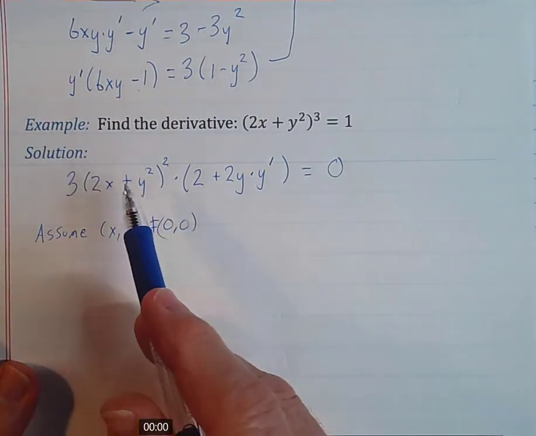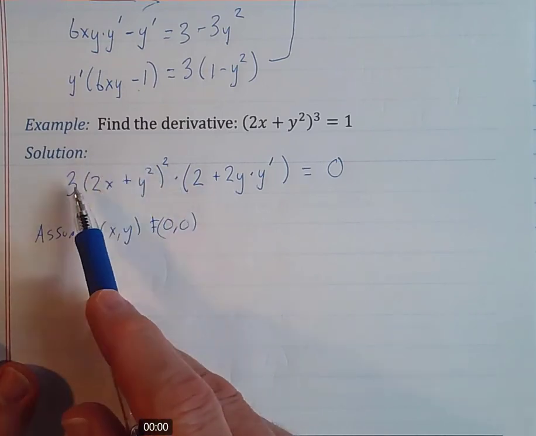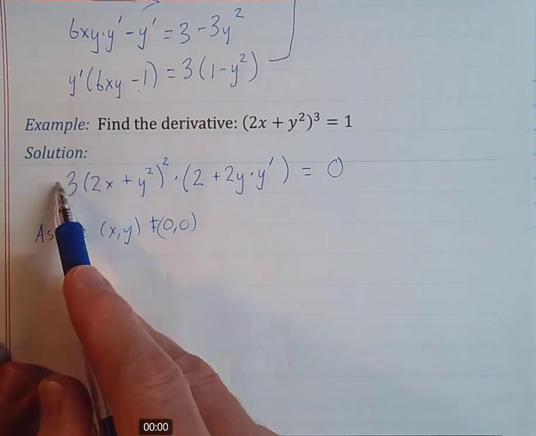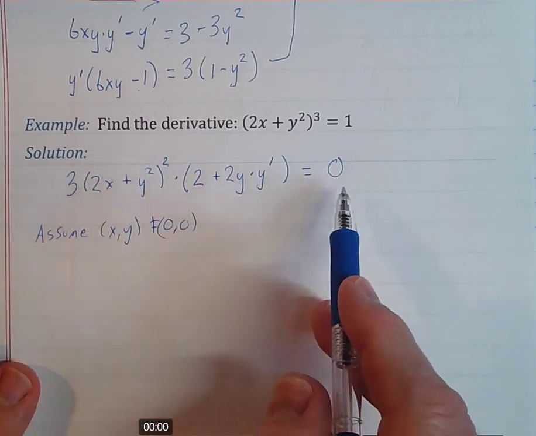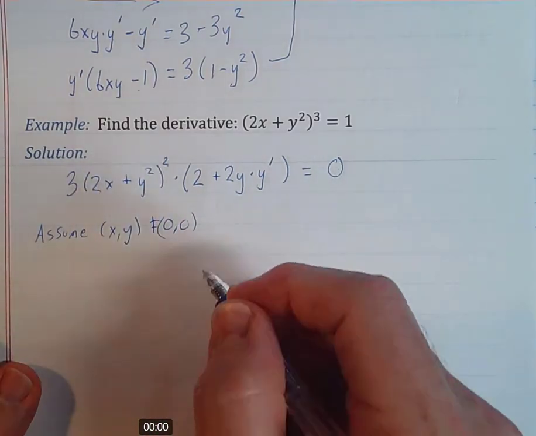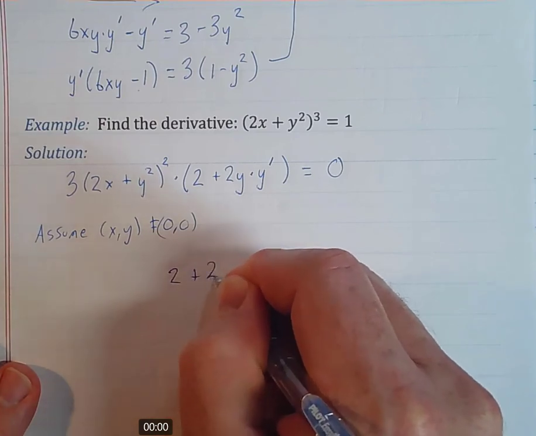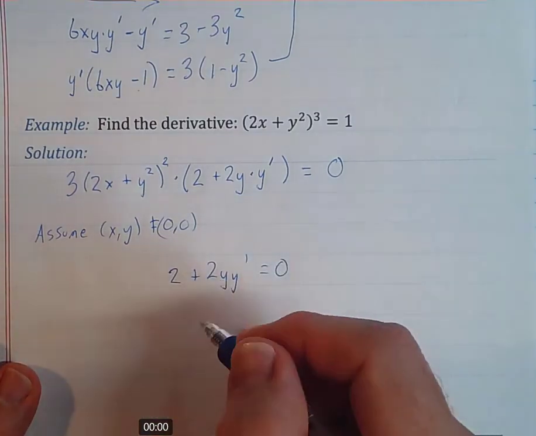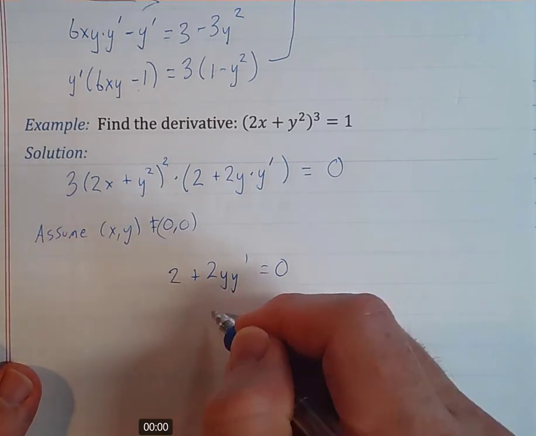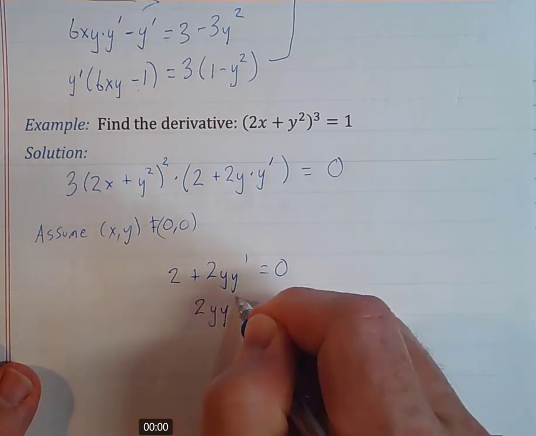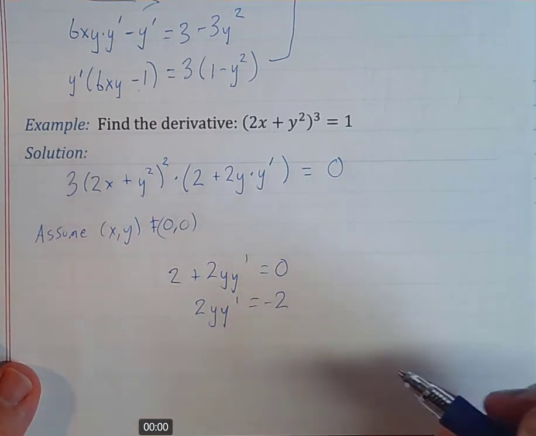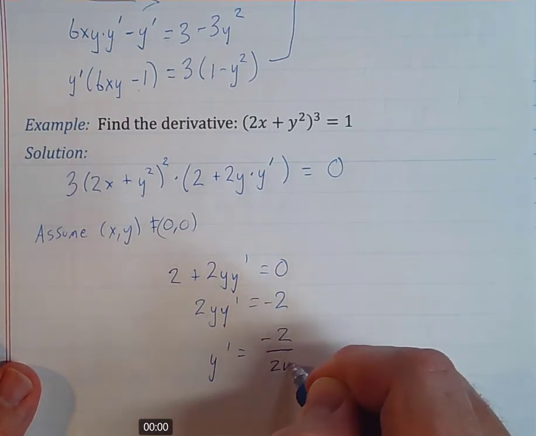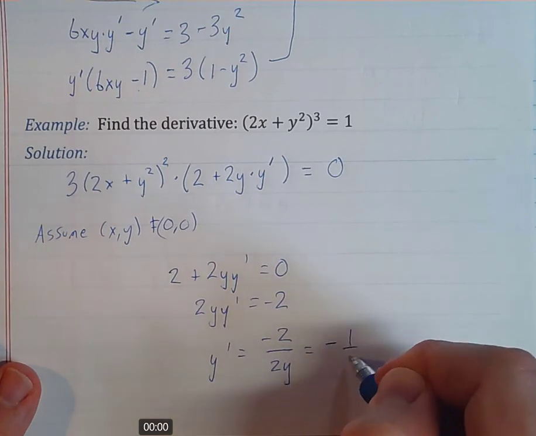And what that means is that we could divide both sides by all of this over here. All right, so if we divide both sides by this, this is gone, and on the right-hand side we still have 0. So we get 2 plus 2y y prime equals 0. And so that would give me 2y y prime equals negative 2. And so y prime is equal to negative 2 over 2y, which is going to give me negative 1 over y.